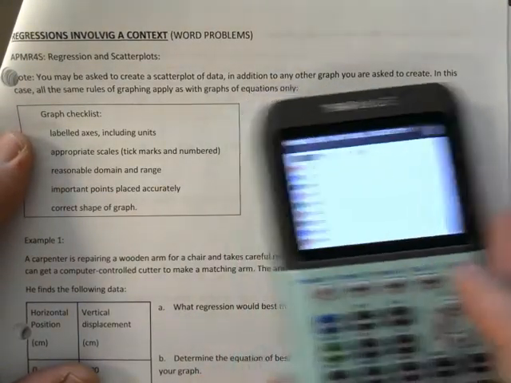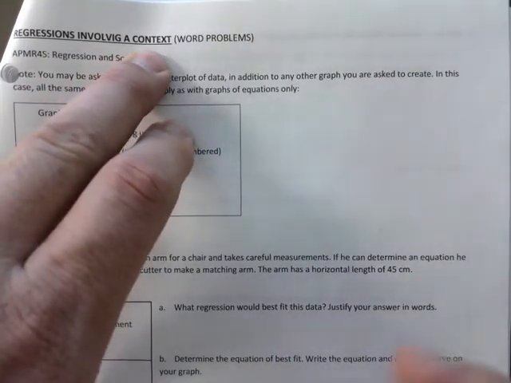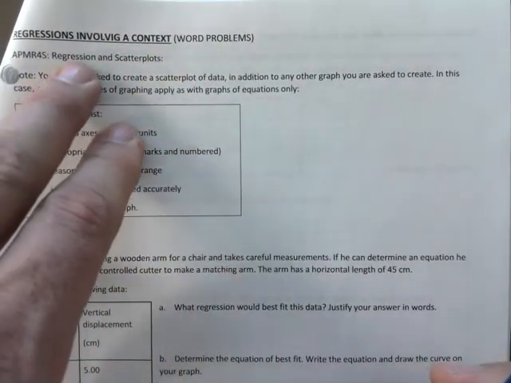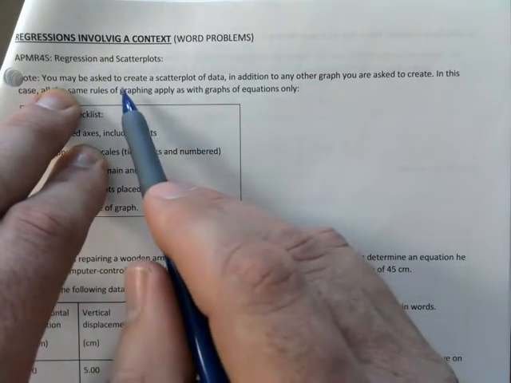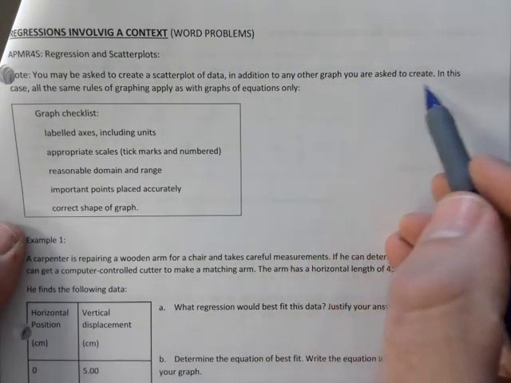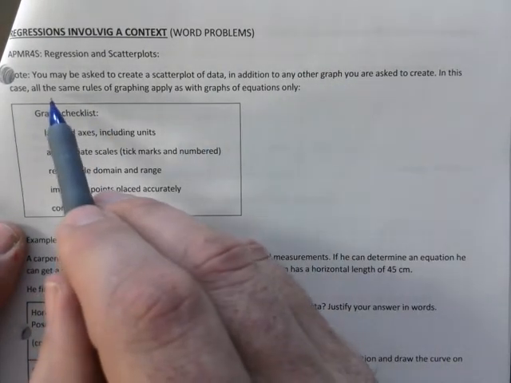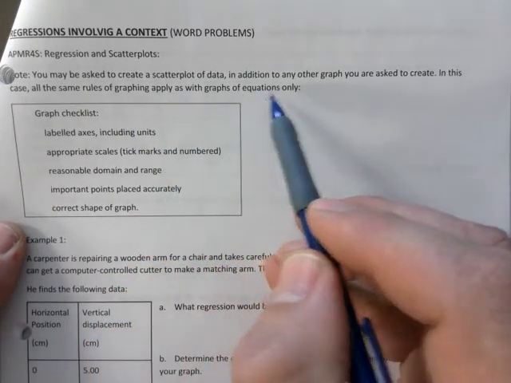And here we go. Okay, regressions involving a context, right? Context is a word problem. Regressions and scatter plots. You may be asked to create a scatter plot of data in addition to any other graph you're asked to create. In this case, all the same rules of graphing apply as with graphs of equations only.